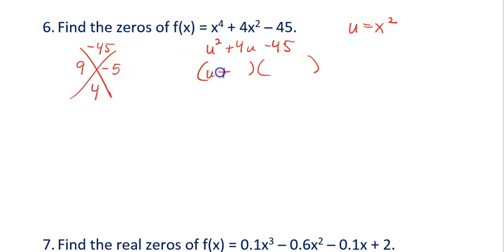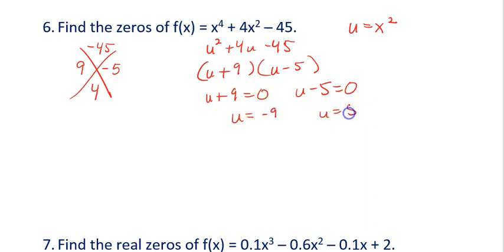So I'm going to have u plus 9 and u minus 5. And if I set those equal to 0 and solve, I get u equals negative 9 and u equals 5. And then I'm going to substitute back in. x squared equals negative 9 and x squared equals 5.